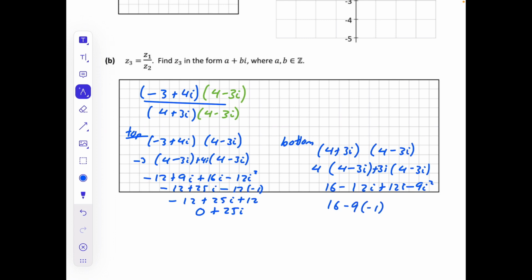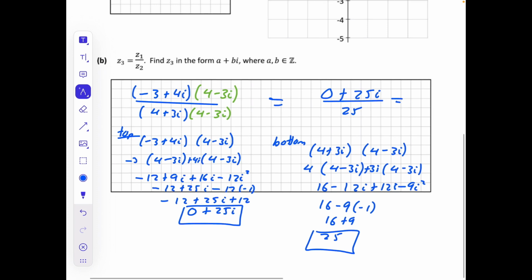Okay, the i's will cancel there, so I'm just left with 16 minus 9. Change i squared to minus 1, which will give me 16 plus 9, which will be 25. Okay, put my fraction back together then. I'm going to get the top divided by the bottom.